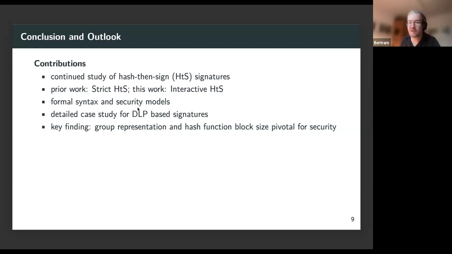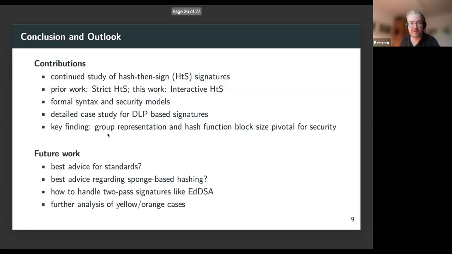We formalized the syntax and a total of at least 4 security models, depending on different trust models that we can assume on the adversary. Can the hashing be trusted at all, or is it only leaking information but honestly executed, and so on. So you will find different trust models here. We give a detailed case study for DLP-based signatures. And the key finding, connected to these colorful figures, is that the group representation size matters and the hash function block size matters most.